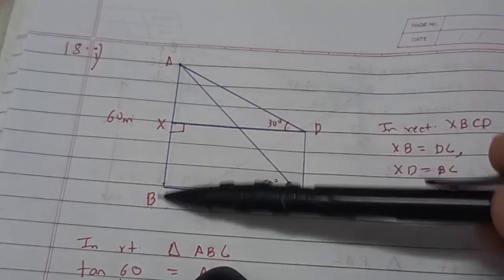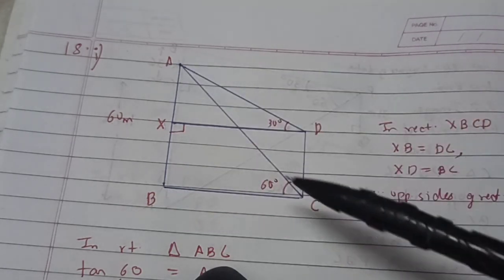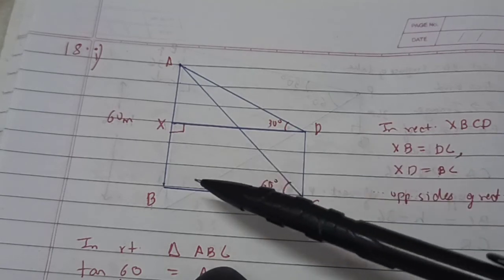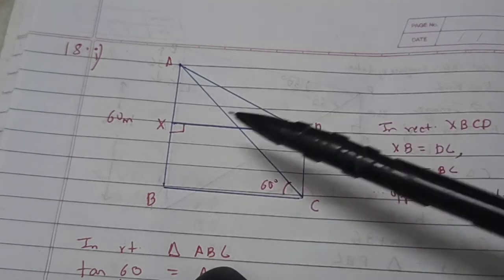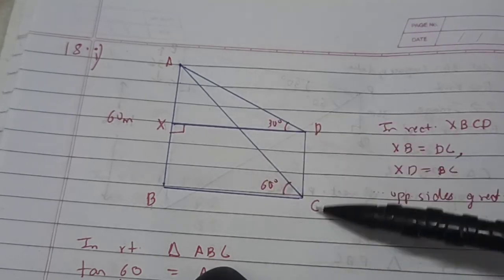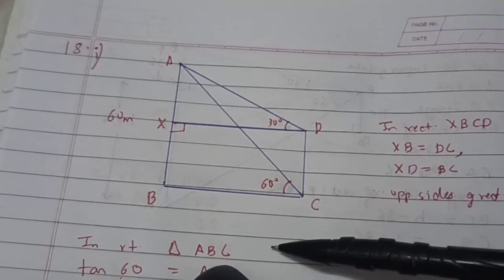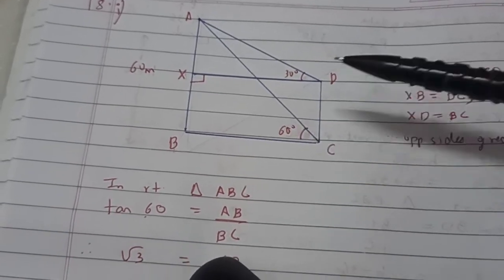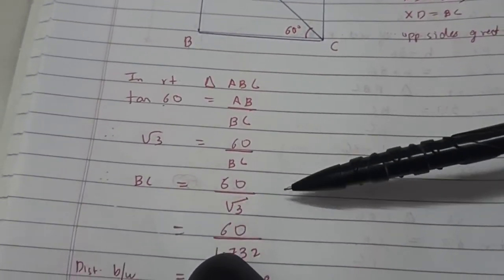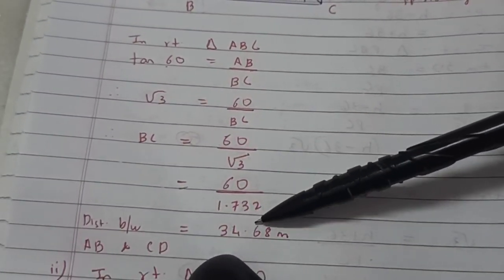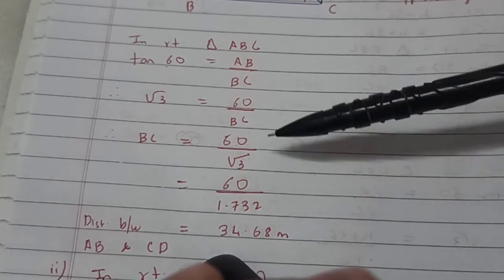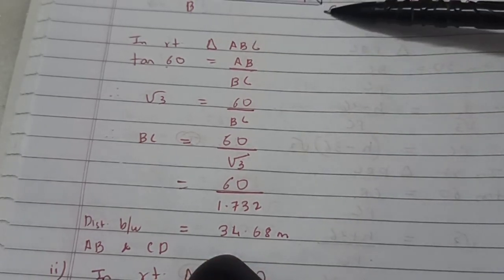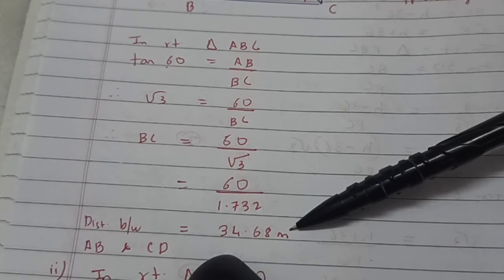The height of the building AB is given as 60. This is a rectangle, so definitely XB is equal to DC and XD is equal to BC, opposite sides of rectangle. In right triangle ABC, we use tan 60 and we find the value of BC. That comes out to be 34.68 meters. So the distance between the building and the lamppost is 34.68 meters.